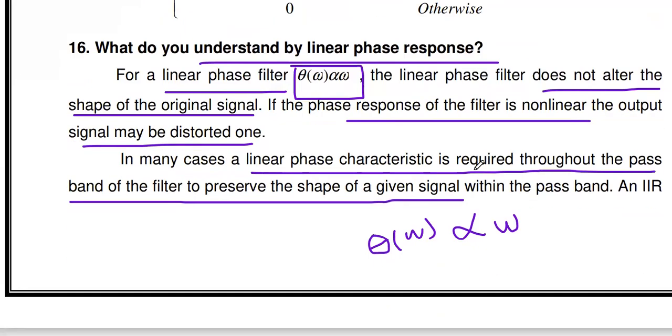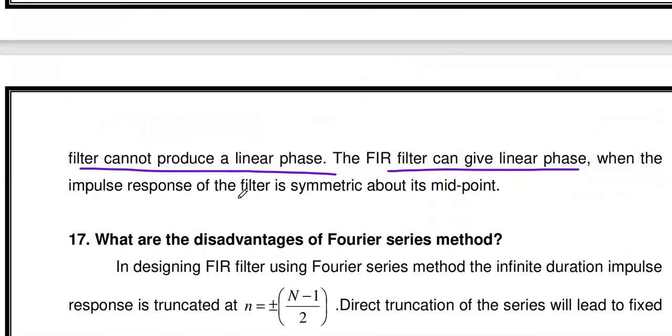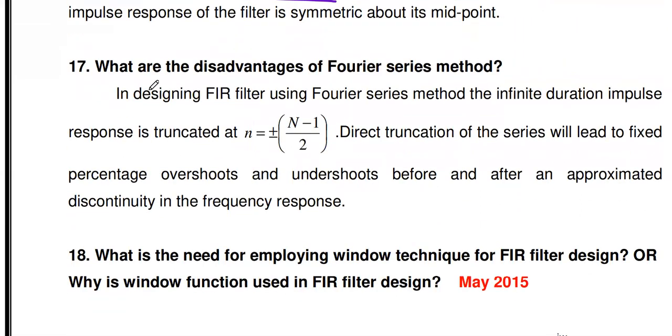If the filter has linear phase, it will not change the shape of the input signal. If the filter has non-linear phase response, it will alter the shape. That's why we may get a distorted output. That is the reason. The next question, what are the disadvantages of the Fourier series method? Already we discussed the Gibbs phenomenon here. That is the same thing. That is the disadvantage of the Fourier series method.